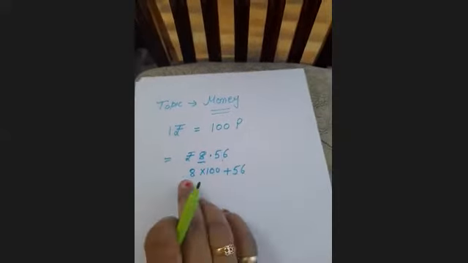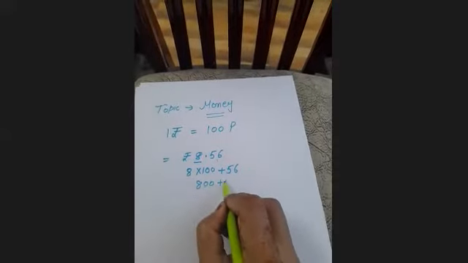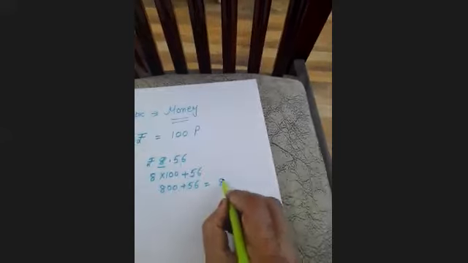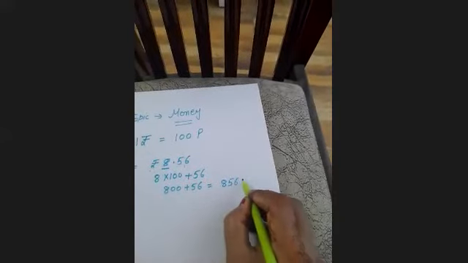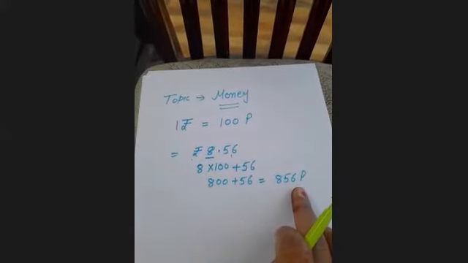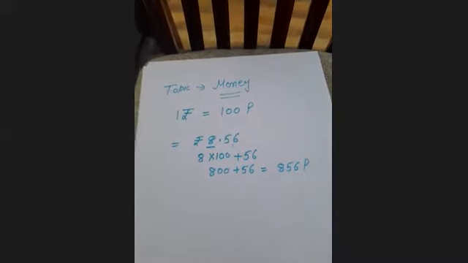Clear, students? Now 8 multiplied by 100 is 800 plus 56. Now add, then we get 856 paise. So in rupees 8 and 56 paise, we have 856 paise. Clear, students?